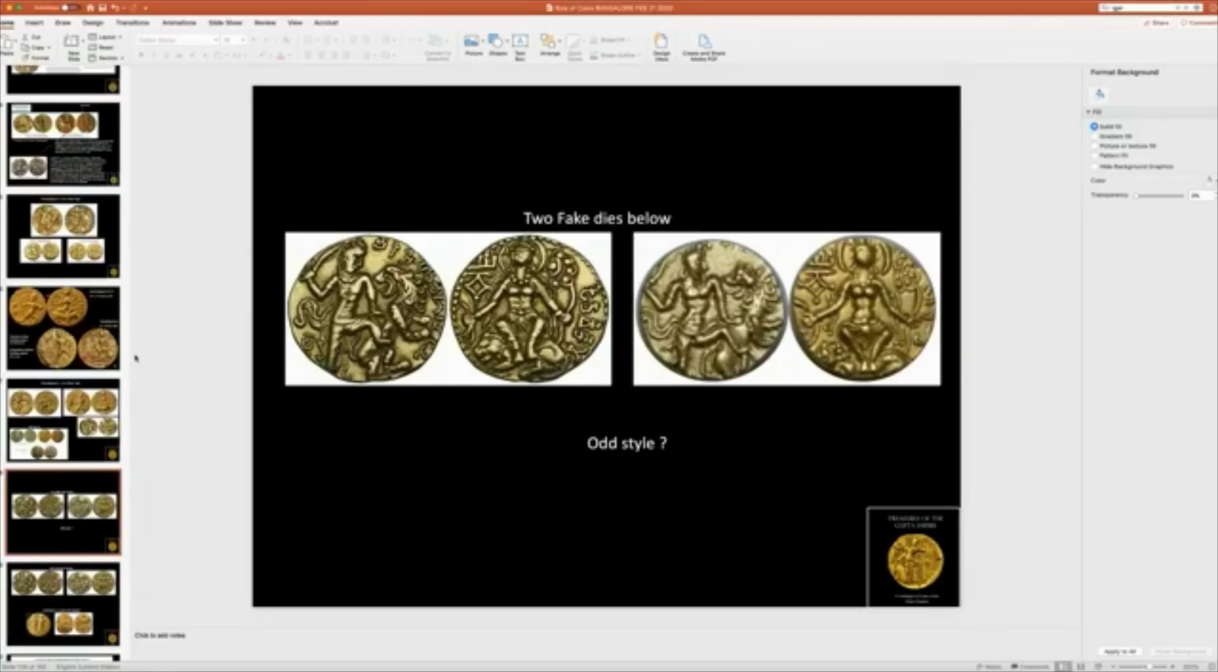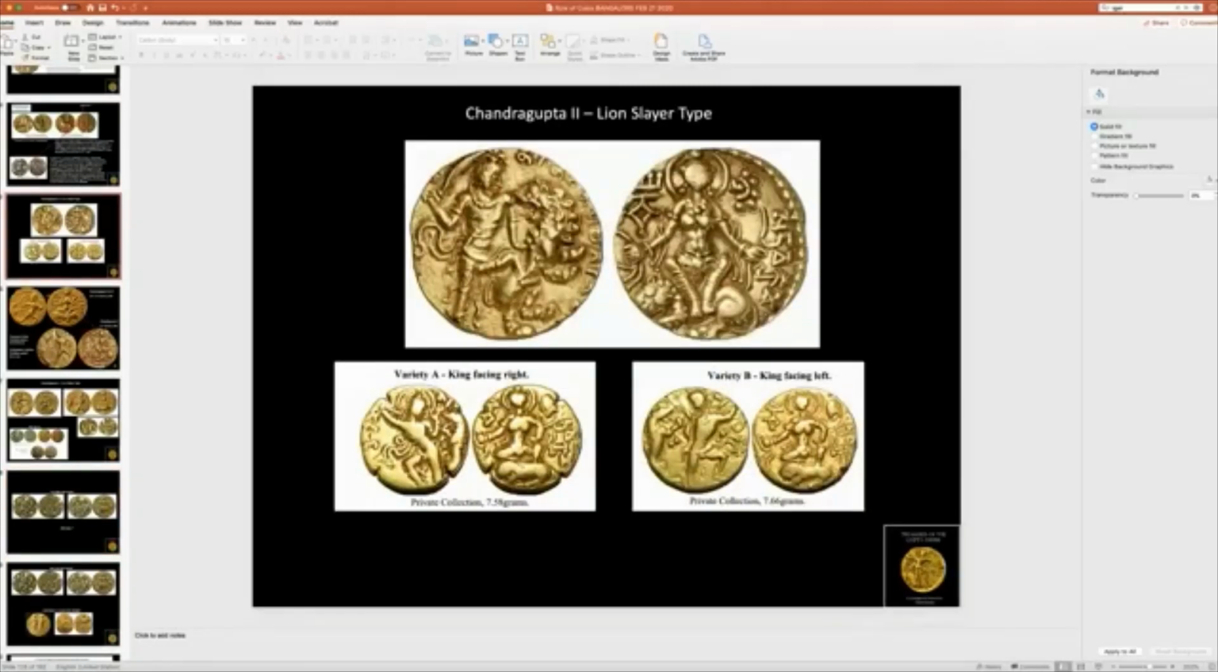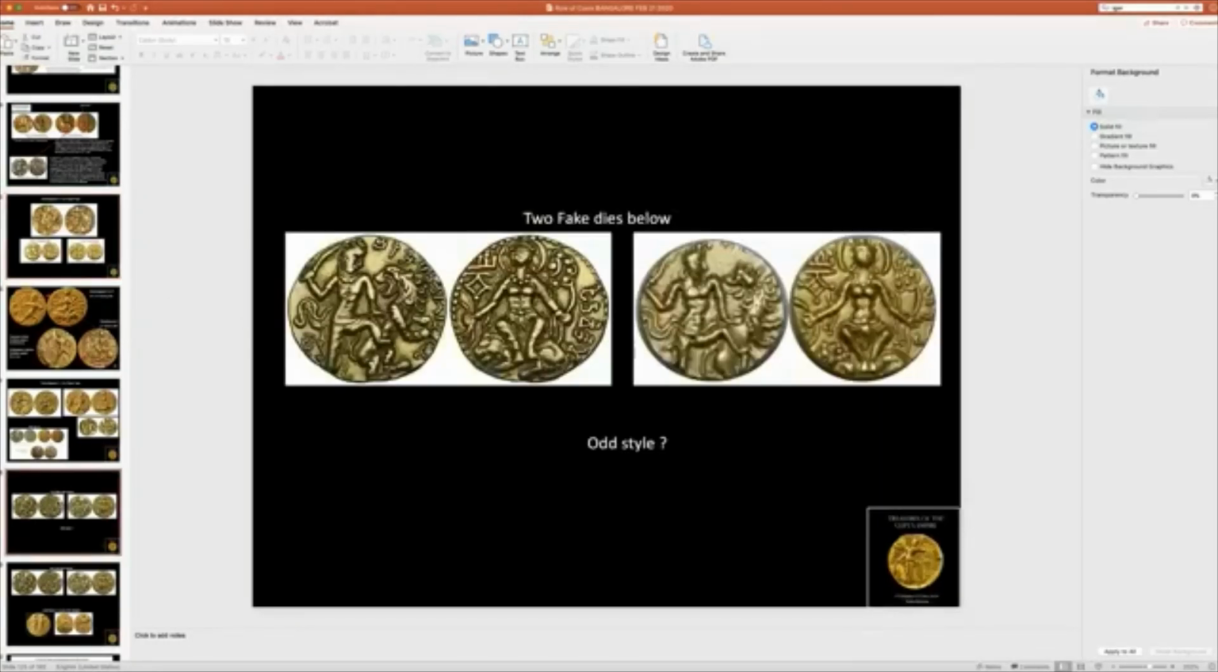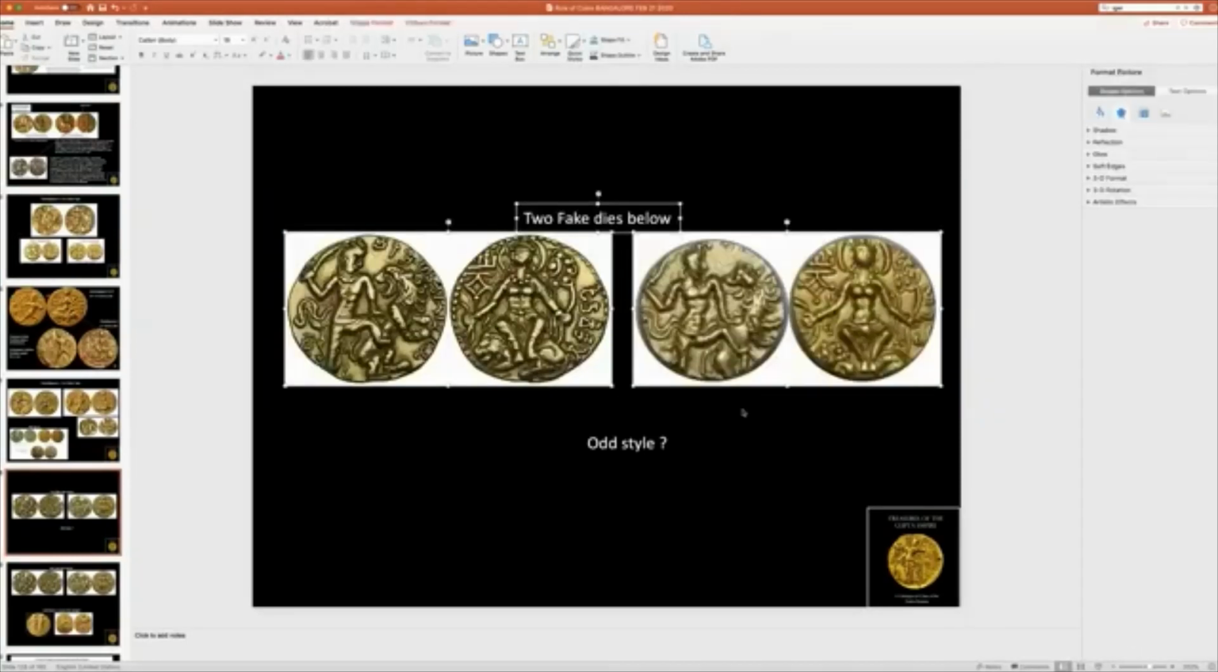So I showed you the lion slayer type where the king is killing a lion, attacking a lion, trampling him with his foot. He's got a sword in his hand, and a goddess seated here, right? And then, of course, we have fake dies also showing these two styles.